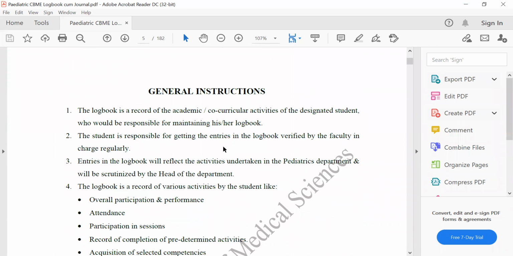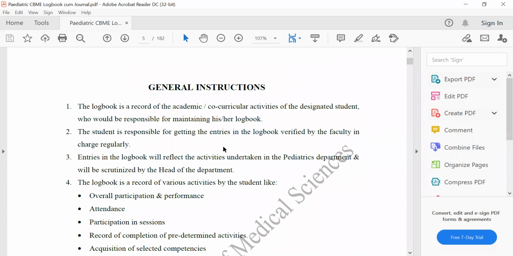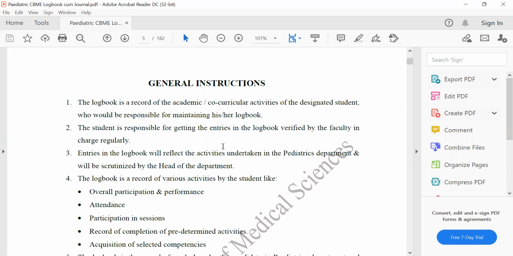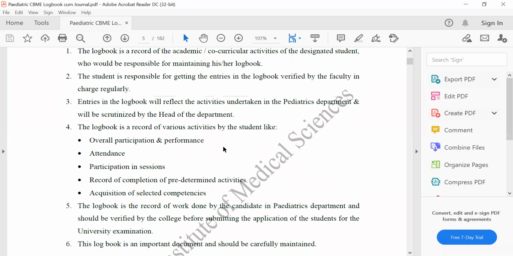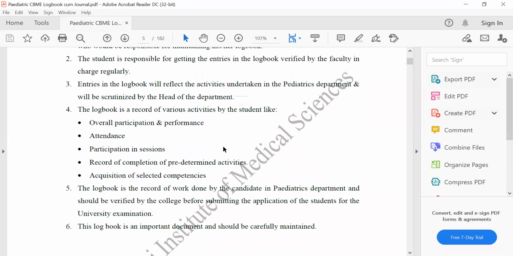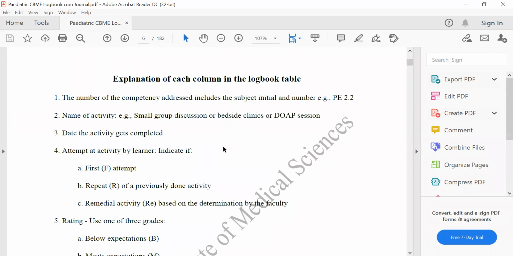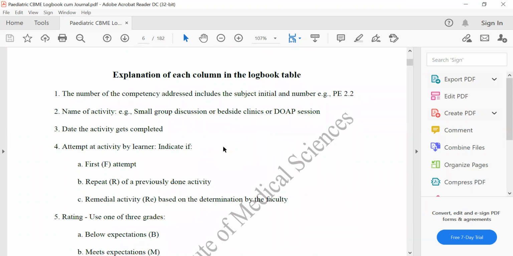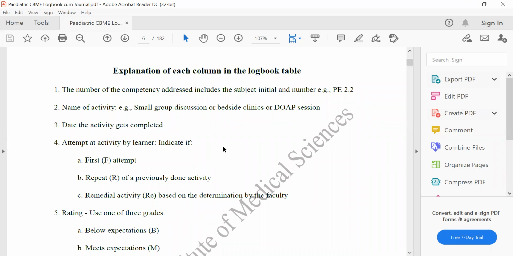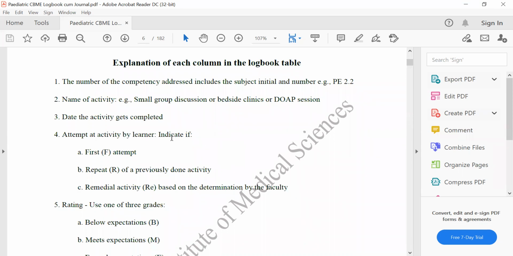These are the general instructions, which are also mentioned in the logbook module released by the NMC. So these are common. Now, on the next page, I have given the explanation of each column in the logbook table, because for each competency, we have to certify that the student has completed that competency.